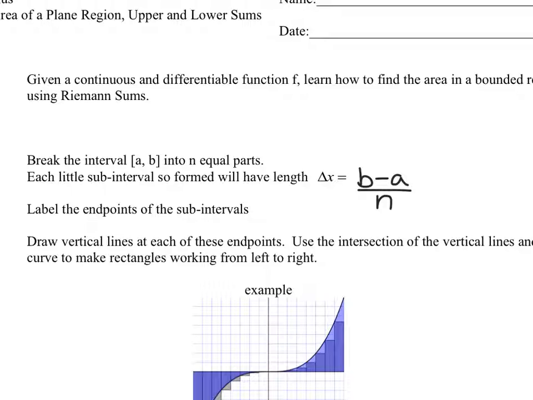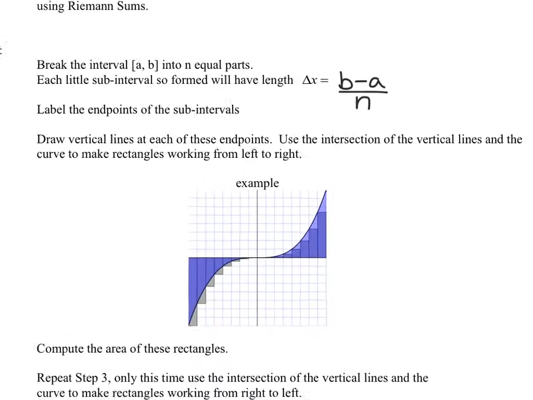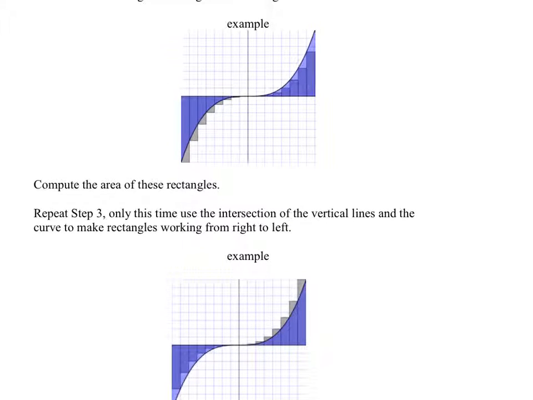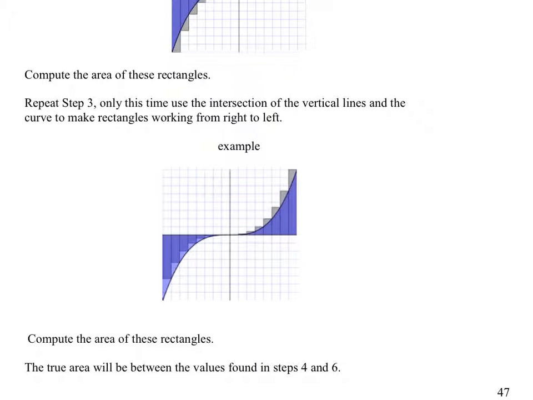Define your delta x. Then label your endpoints, draw vertical lines creating rectangles, because rectangles are the easiest geometric figures to find the areas of. So if we can break up whatever the region is into rectangular areas, then we can easily find the area of each individual subinterval, and then take the sum of those individual areas later on. All right. So that's what all this remaining stuff is walking you through.